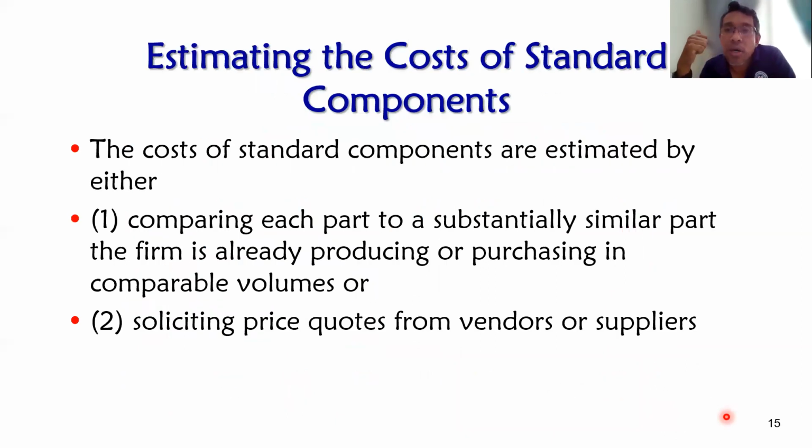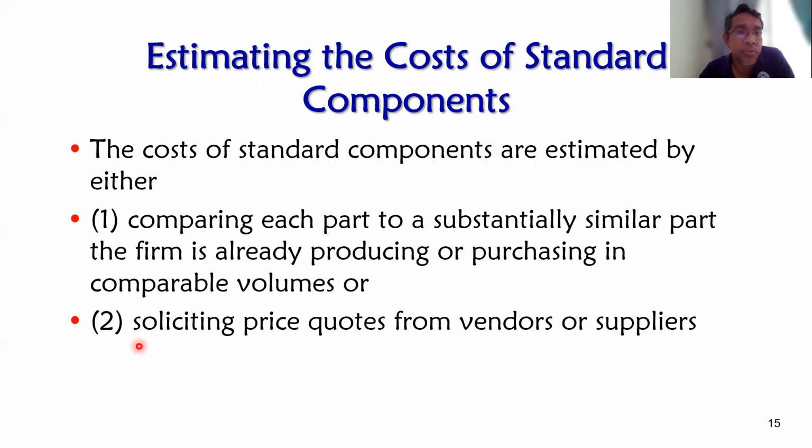So the total cost of the standard component is estimated by either comparing each part to a substantially similar part in the firm. They use this part in a similar process in the company, so they have already used it in production. They already purchased that part, so they can make a comparison and reference to that part. So this is an easy one to compare, the standard part they use.